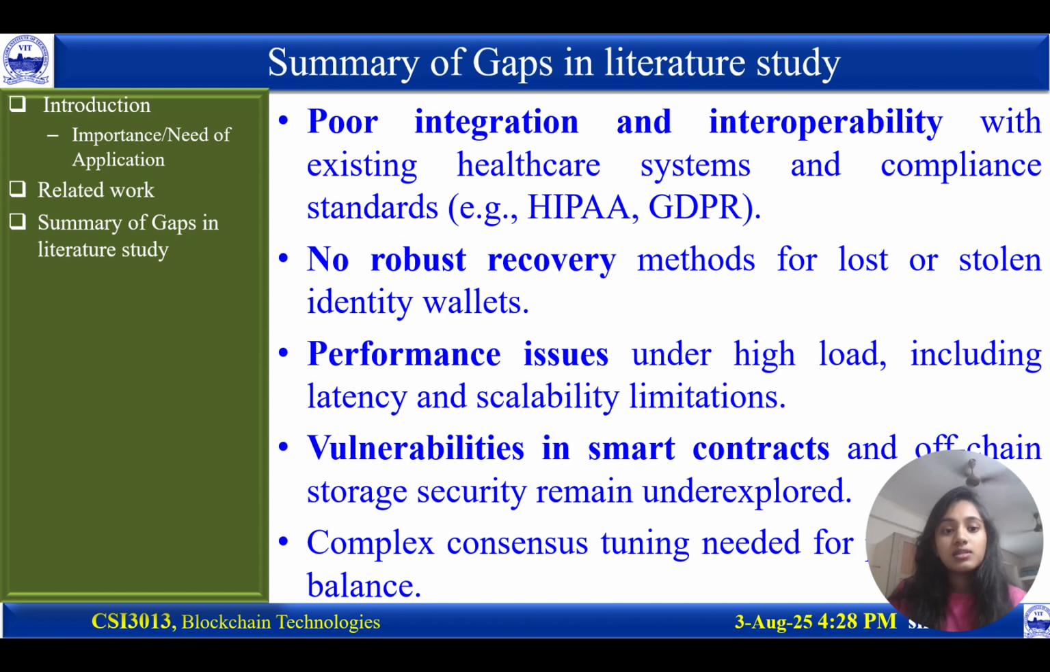Next, the consensus tuning challenges. Achieving the right balance between security and performance using consensus mechanisms remains a technical challenge. Poor tuning can lead to either slow response times or compromised trust.